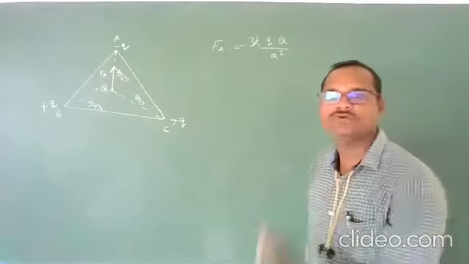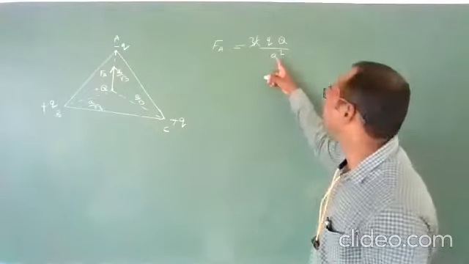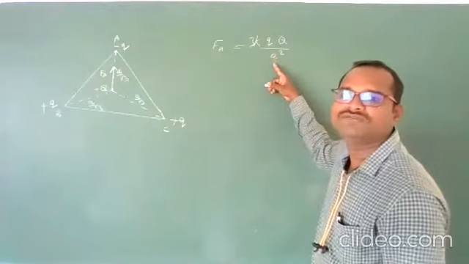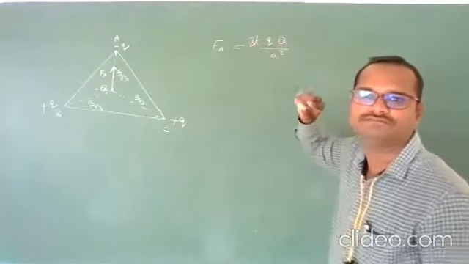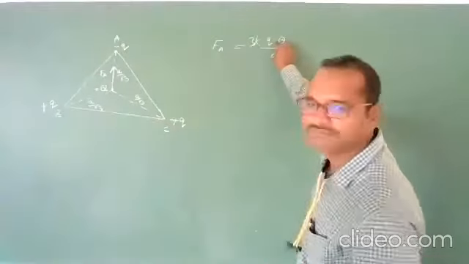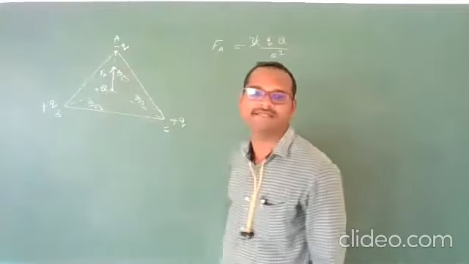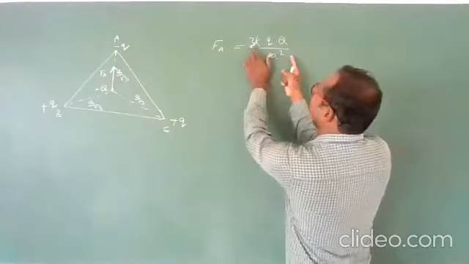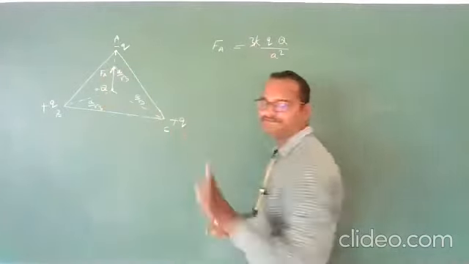Here, KQq by R square. R value is a by root 3 whole square, so root 3 will become 3 and it will go to the numerator. Clear? This much value. I am not using minus Q because I am showing the direction already. Just the magnitude I am using here, and the direction I am showing here.